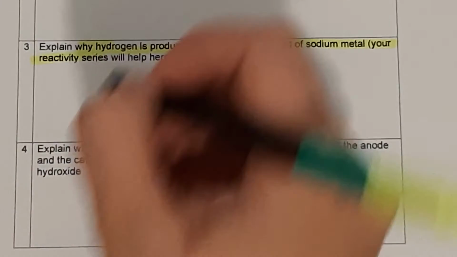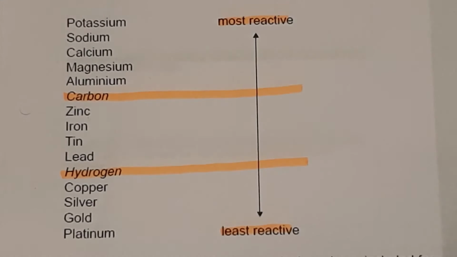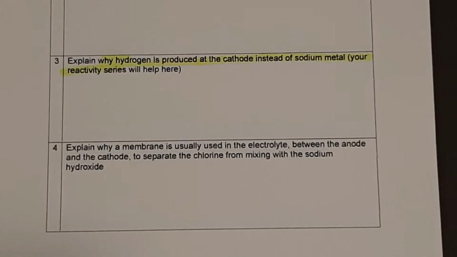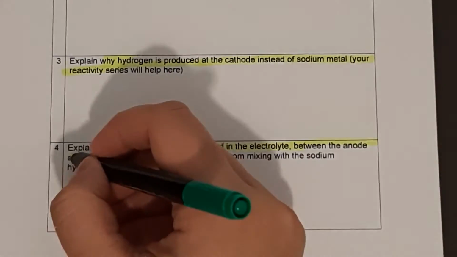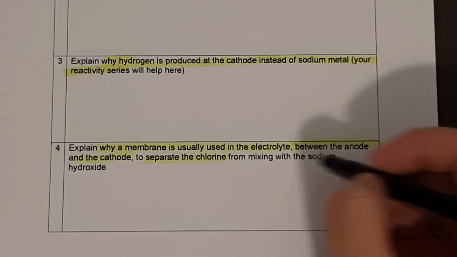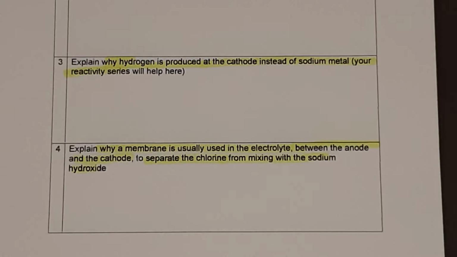You're going to want to use your reactivity series to help you here. Here is a copy of the reactivity series in case you haven't got that on you right now. So you can pause the video or come back to this point in the video to help you answer that question. And question 4, explain why a membrane is usually used in the electrolyte between the anode and the cathode to separate the chlorine from mixing with the sodium hydroxide. There's quite a lot to that question. Okay, so pause the video whilst you answer those 4 questions and then we'll go through them together.